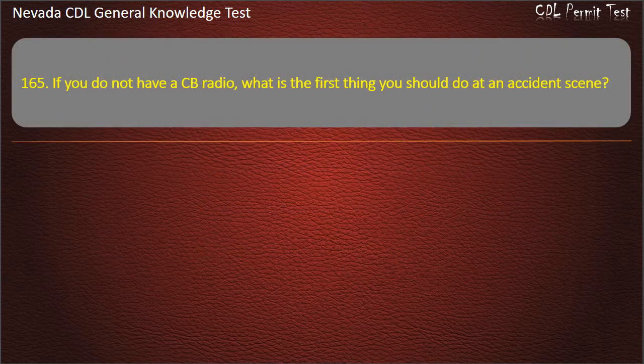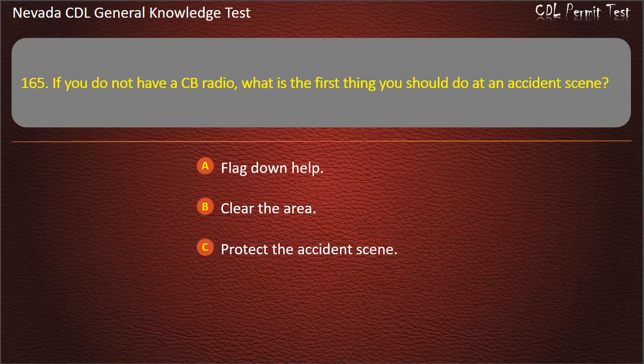Question 165. If you do not have a CB radio, what is the first thing you should do at an accident scene? Flag down help. Clear the area. Protect the accident scene. Answer. Protect the accident scene.